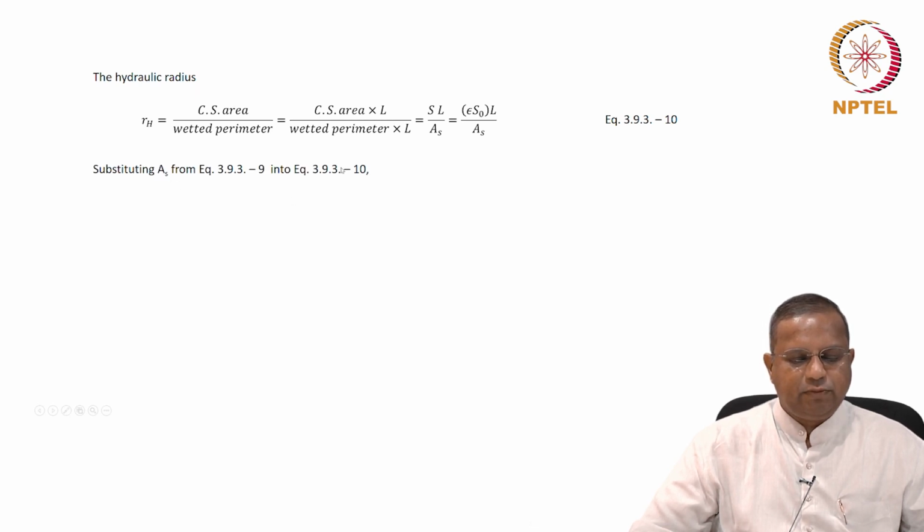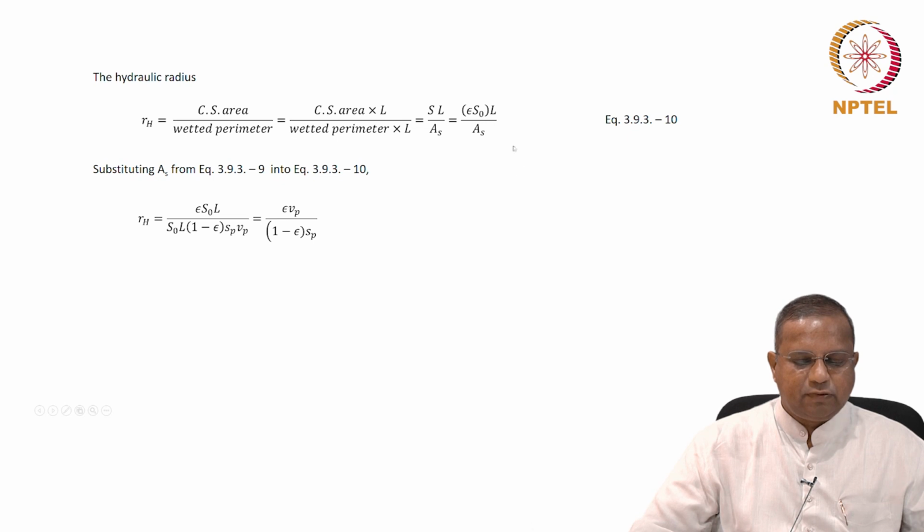And if you substitute AS from the previous expression into this, we get RH, the hydraulic radius, as epsilon S naught L divided by S naught L into 1 minus epsilon. We are substituting for AS here. S naught L into 1 minus epsilon SP Vp. Cancel out the common terms. You are left with epsilon Vp divided by 1 minus epsilon SP. Equation 3.9.3-11.